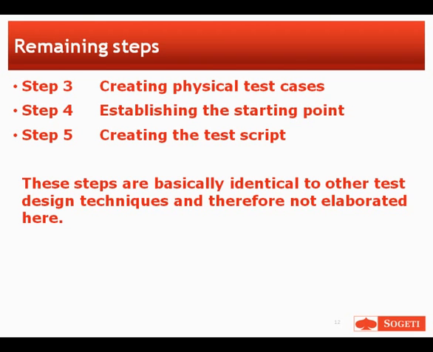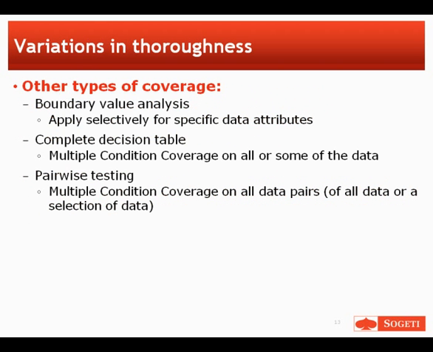The remaining steps are creating the physical test cases, establishing the starting point, and setting up the test script. As these steps are basically identical for most test design techniques, these steps are not elaborated here. Depending on the required thoroughness of the test, the coverage of the data combination test can be extended by using additional coverage types, such as boundary value analysis, multiple condition coverage, and/or pairwise testing. These coverage types can be applied to all data or to a specific selection of data.